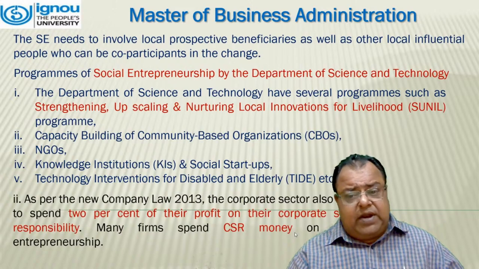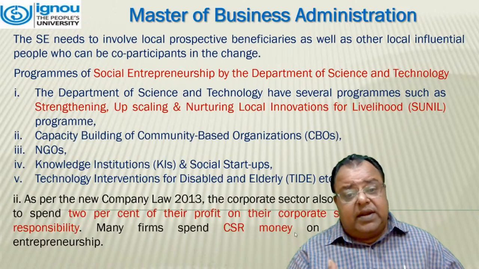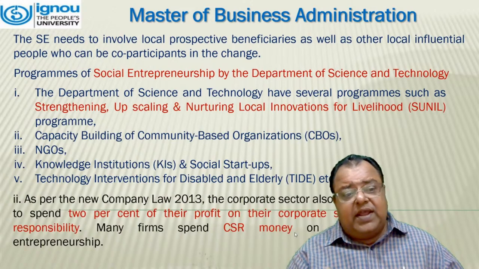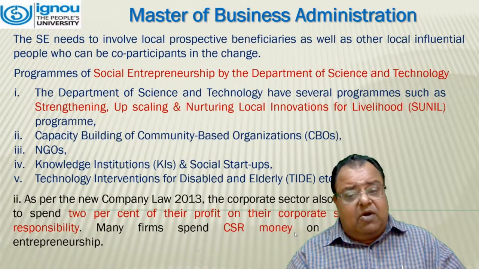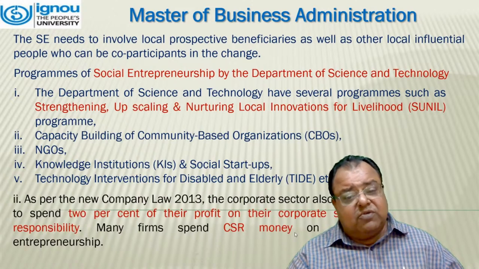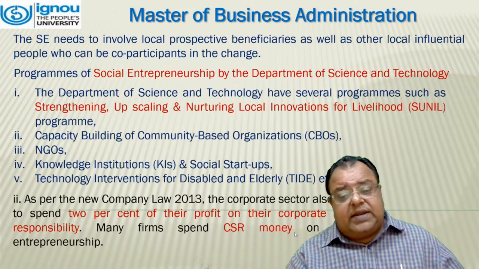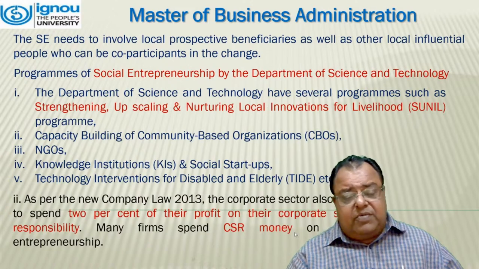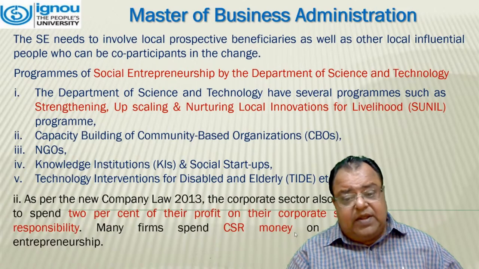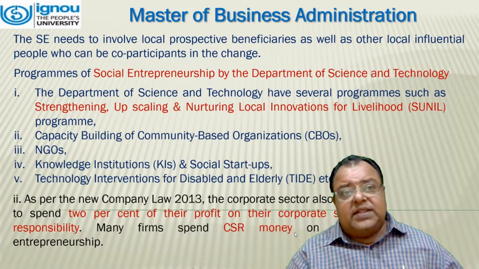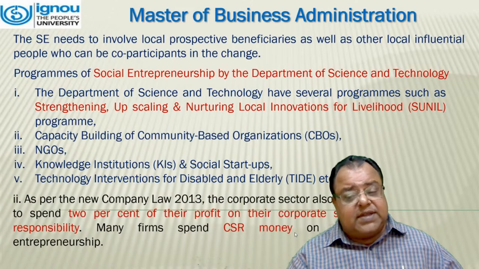Programs of social entrepreneurship by the Department of Science and Technology. The Department of Science and Technology has several programs, such as strengthening, upskilling, and nurturing local innovations for livelihood, in short we call it the SWIN program. Second is capacity building of community-based organizations, CBOs, NGOs, knowledge institutions, and social startups, and technology interventions for disabled and elderly, and many more. As per the Companies Act 2013, the corporate sector also needs to spend 2% of their profit on corporate social responsibility, that is known as CSR.